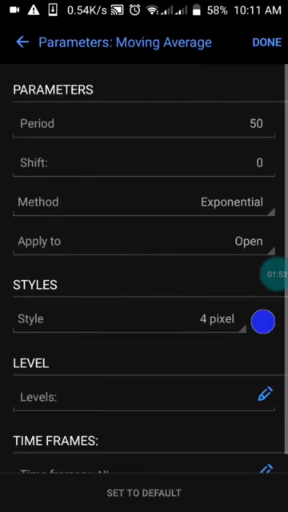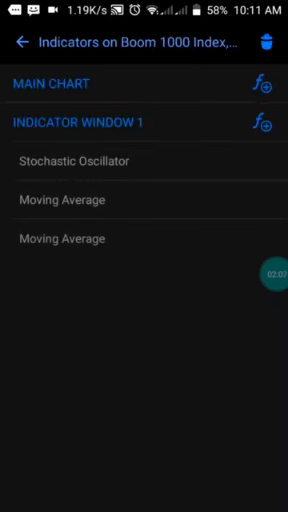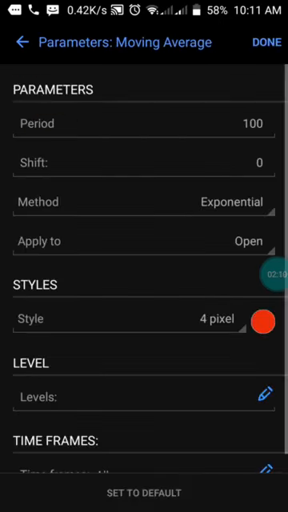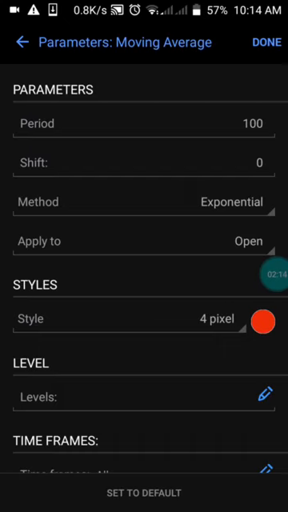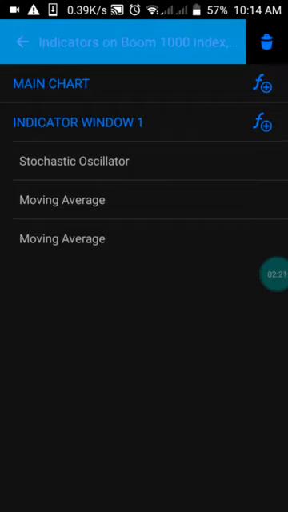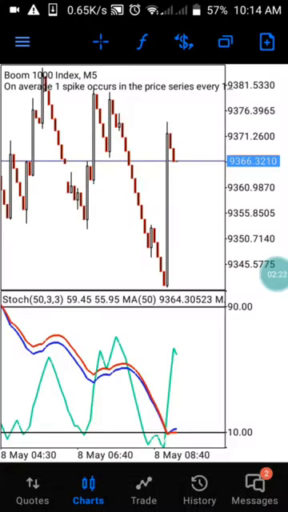And also we have the moving average: the period of 50, the shift of 0, the method to be exponential, and apply to open. And we also have our color here. You can choose any color of your choice, then you press done. Then we have this color here, so you just screenshot it and press done. Then you have the same settings the way I have it here.